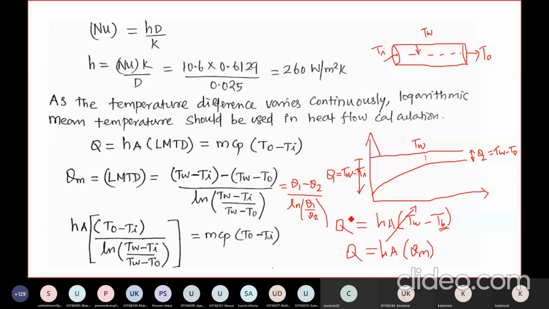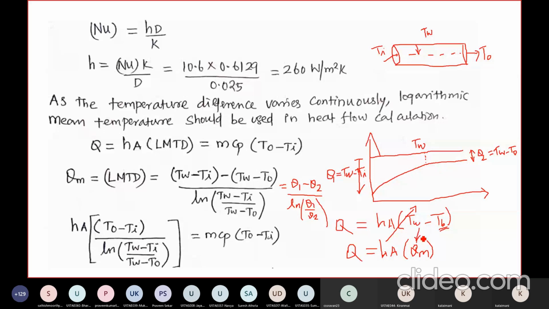How much amount of heat is transferred from the surface to the fluid? We can use this relation. In the previous case we used hA into Tw minus T in b. But in most situations we assume the fluid temperature difference varies continuously. Therefore, you have to take the logarithmic mean temperature of the entire flow. Therefore, your Q is equal to hA into the logarithmic mean temperature difference, theta m.